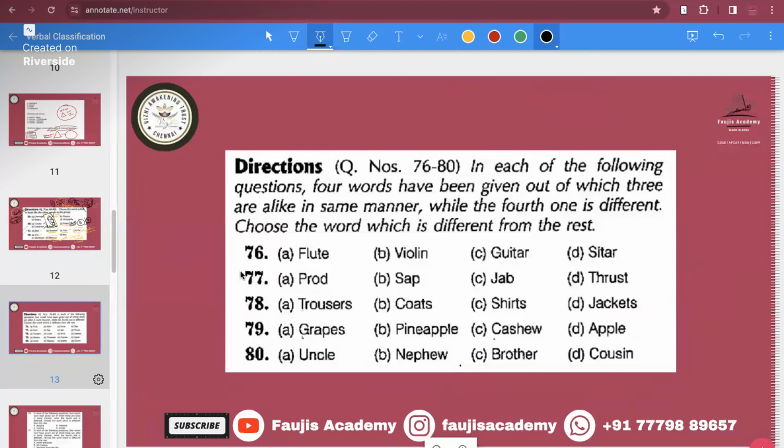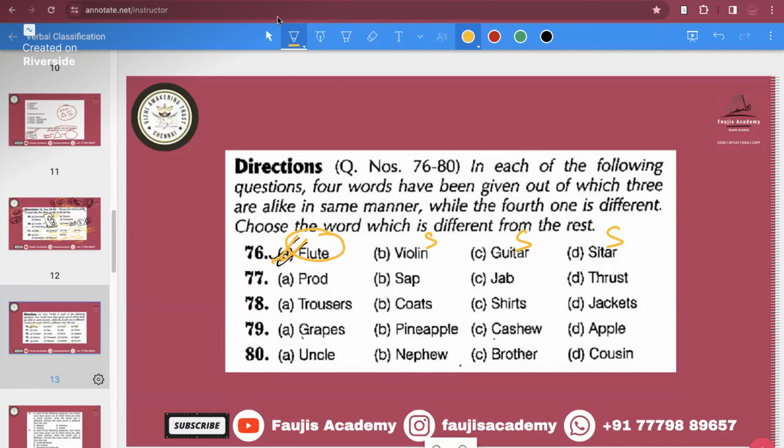Yeah. Thank you. 76. Easy one, guys. Quick. Yes, sir. Option A, sir. Absolutely option A. Why option A? Because violin will have strings, guitar will also have strings, sitar will also have strings, but flute doesn't have strings.